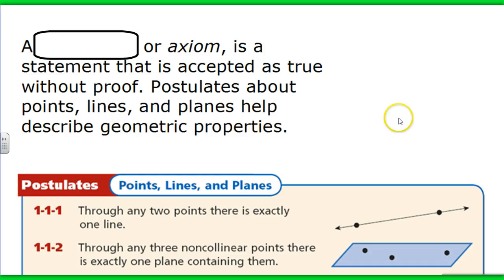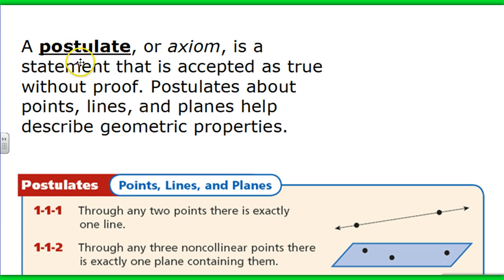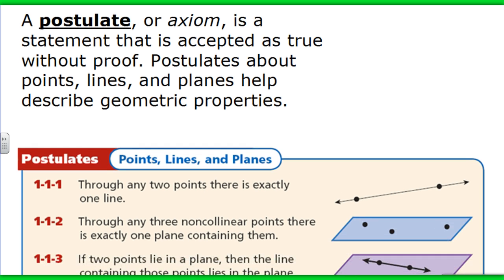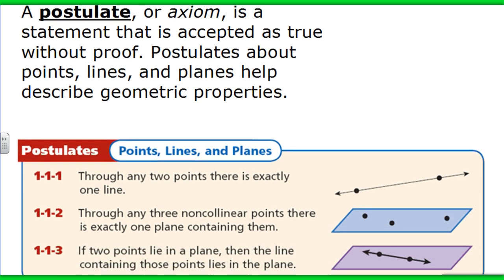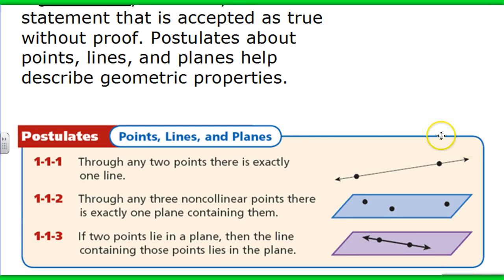So, an axiom could also be known as a postulate. So a postulate, when you hear that term, is a statement that is accepted as true without proof. Postulates about points, lines, and planes help us describe geometric properties. Accepted as true without proof. So some of these terms we've been using are postulates: points, lines, and planes.